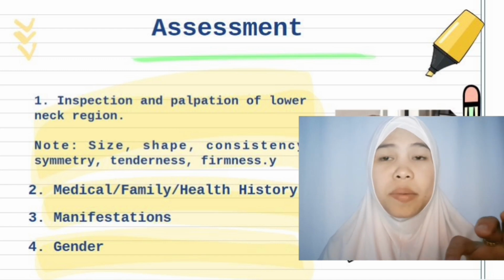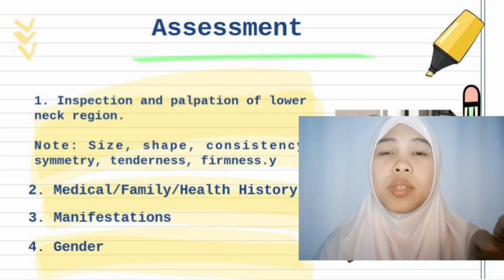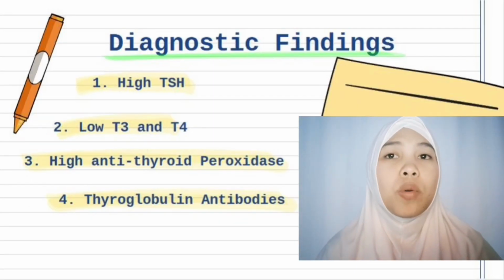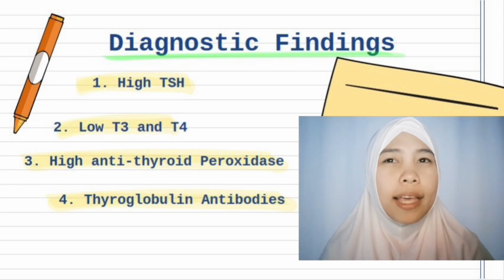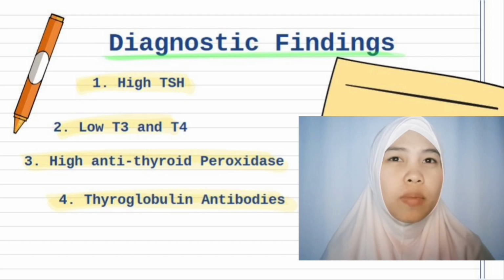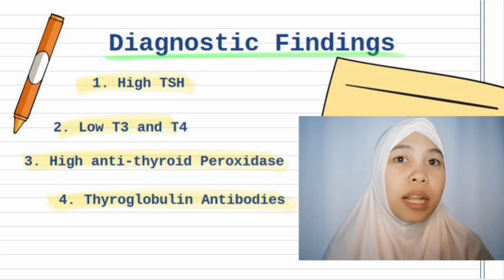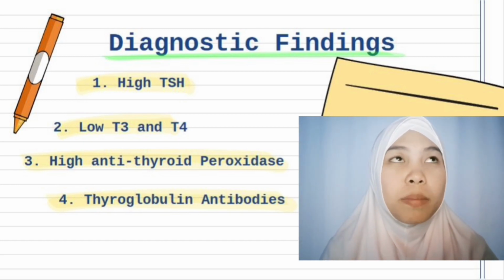Then gender, because females are at higher risk of developing this disease. Then we also have the diagnostic findings: high TSH and low T3 and T4. What does that mean? Ano bang indicator yung high TSH and low T3 and T4? Ano bang dinadiagnose natin with that findings? So, of course, makikita mo yan sa serum laboratory, yung mga thyroid test na na-mention din.